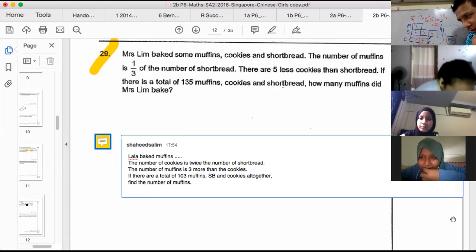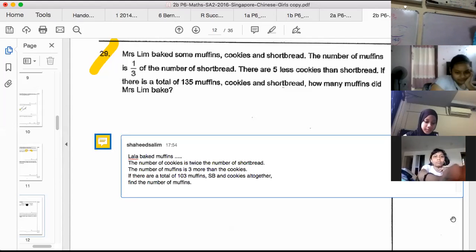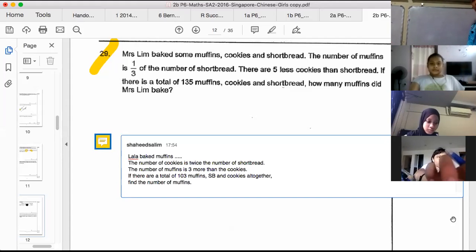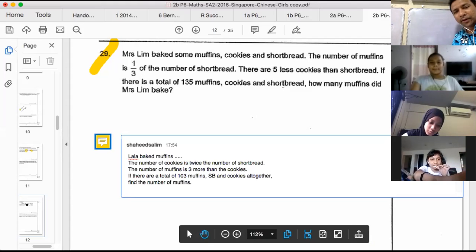Can you get 43 or not? I will not rub this question. The total number of muffins is 3 more than the cookies. So you find what's the number of cookies first. Can you get 1 unit or not? Can you get 20 for 1 unit? Can you repeat the question? Okay, I read out the question.